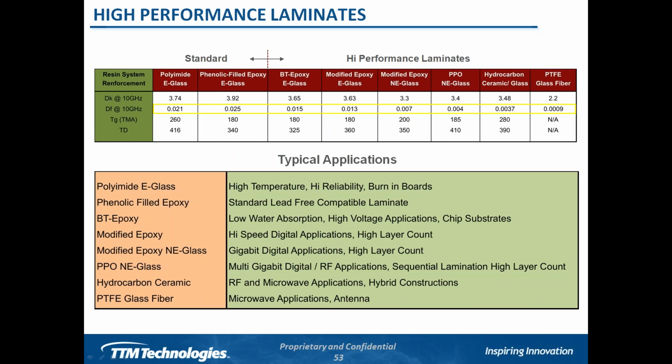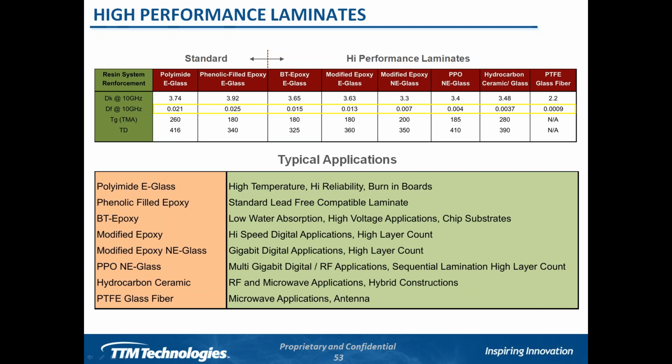So we talk a lot about FR4, but as we get to the need for higher and higher speed and lower loss and lower decay, we now have different resin options as well. And we see the phenolic filled epoxies, we see modified epoxies, something called PPO or polyphenylene type glass. And then we start getting into the more exotic stuff like hydrocarbon ceramics and PTFE glass fibers.